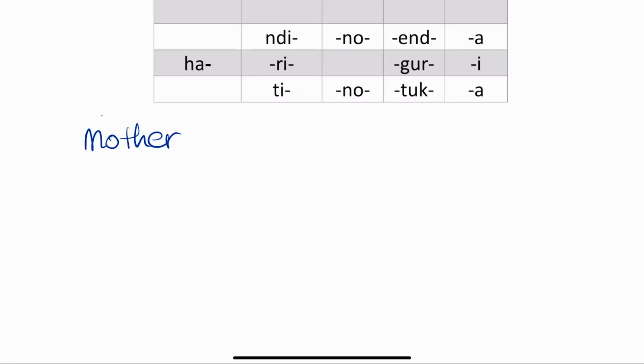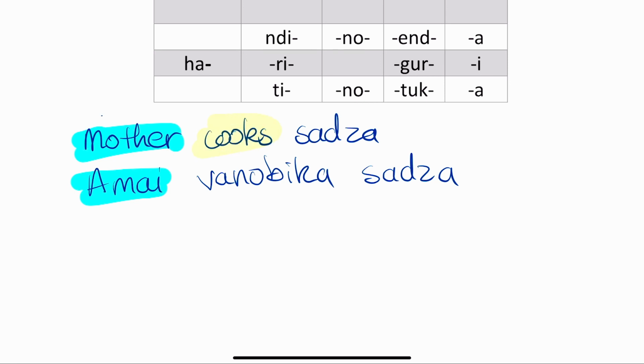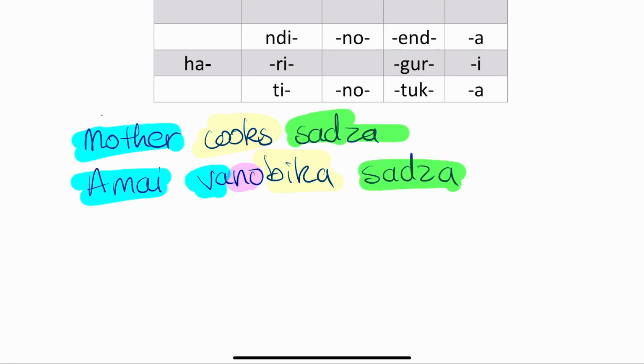Let's try a few more examples. Mother cooks sadza. That would translate to amai vano bika sadza. Let's mark that out. Mother is my subject. My verb cooks, which becomes bika. Va is also part of my subject. That's my subject prefix from amai. My present tense marker, no. And my object, sadza.